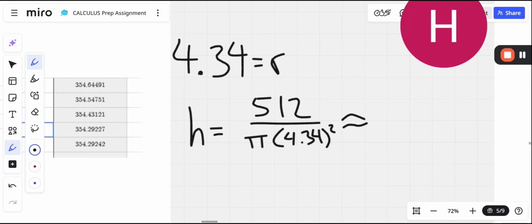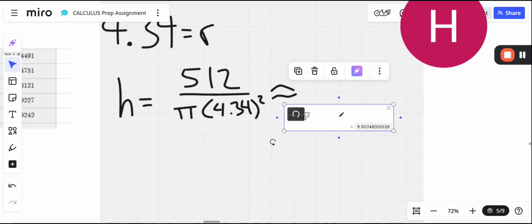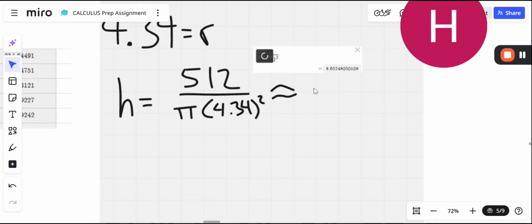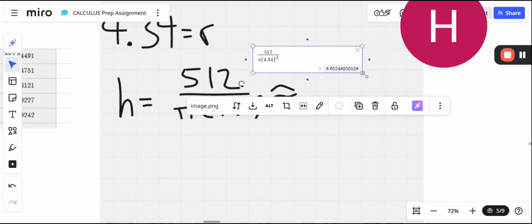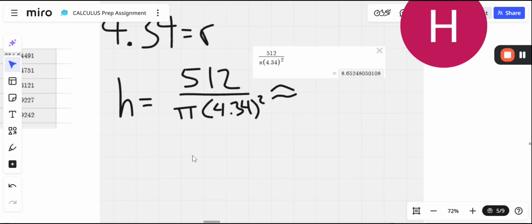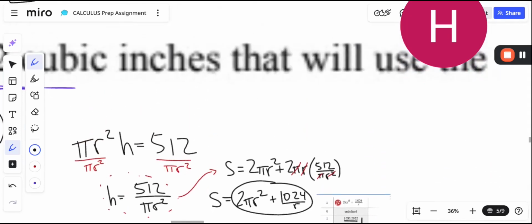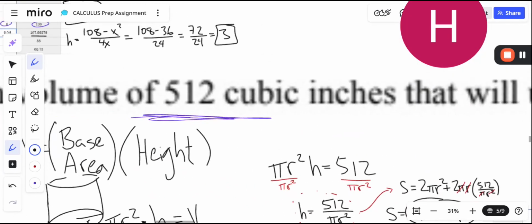512 divided by pi times 4.34, or whatever value you used. If you found a better value for r, feel free to use that. I'm just going to use r equals 4.34 because that seems like a reasonable one that I got. And apparently that's going to be, oh, this is suspenseful. Where is it? Okay, 8.6524 approximately. And these are all in inches because I believe these were given in inches, yeah, cubic inches.